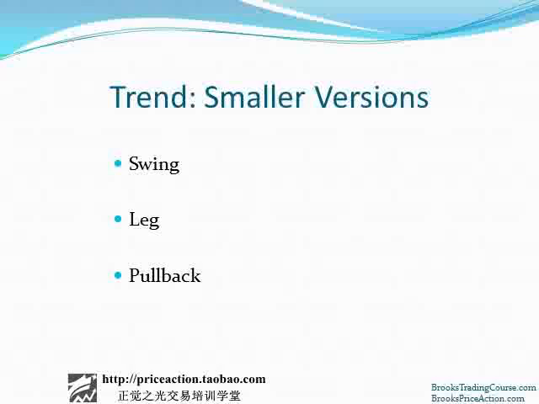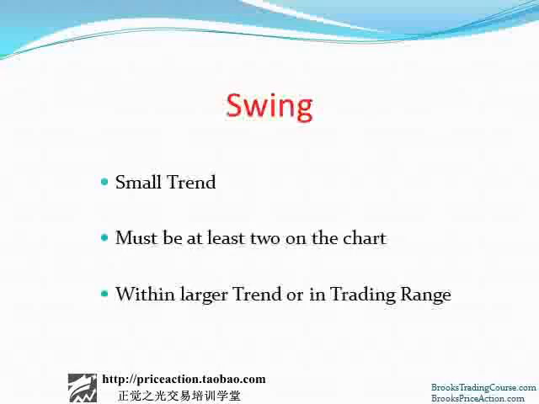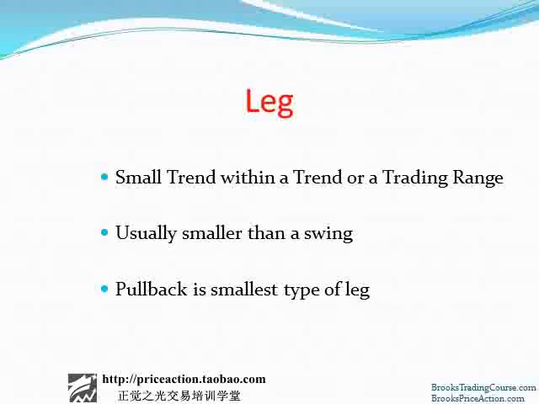Smaller versions of trends are swings, legs, and pullbacks. A swing is a smaller trend, and there has to be at least two of them on the chart. They can be within a trend or within a trading range. So if you see two or three moves up or down on the chart, you can call them swings. Some people use swings and legs interchangeably, and I usually think of a leg as smaller than a swing.